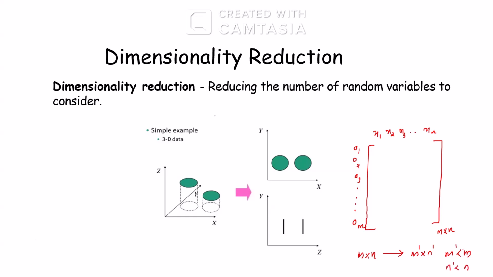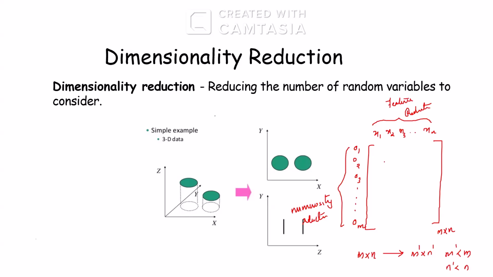Okay. And reducing this m dash to m, we call that numerosity reduction. And the other is feature reduction. Together, we call this dimensionality reduction. Okay.